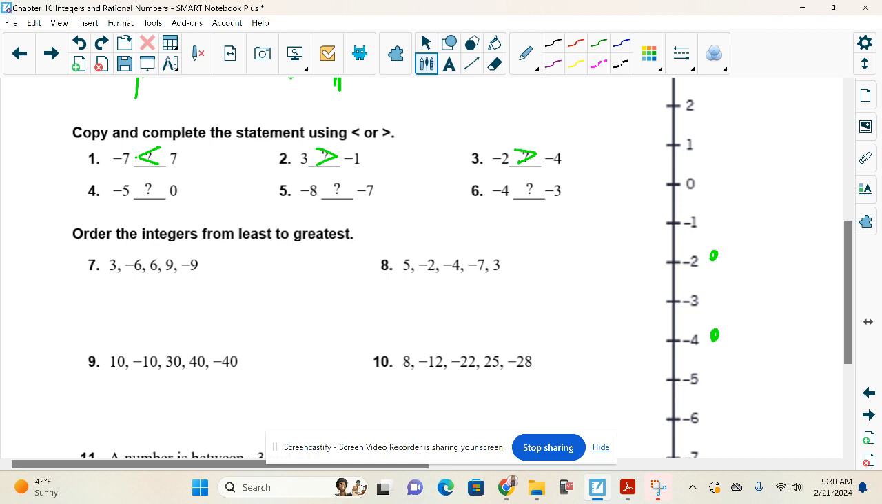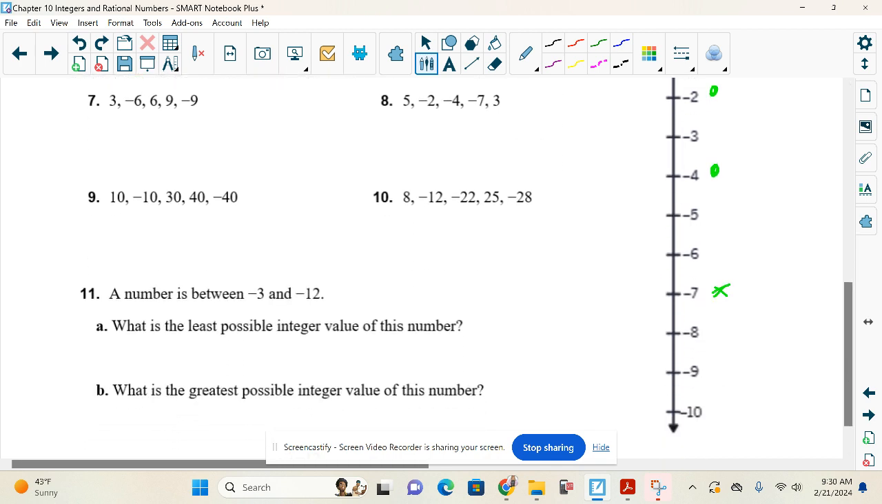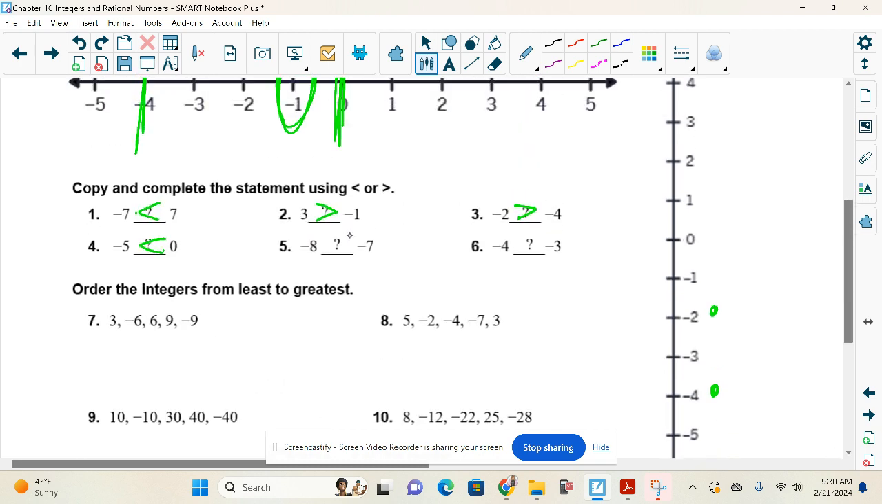All right, -5 and 0. -5, smaller or bigger? Smaller. -5 is smaller. 0 is bigger. -8 and -7. Here's -7. Here's -8. -8 is smaller. -7 is bigger. Three. 3 is bigger. Good. 4 is smaller.